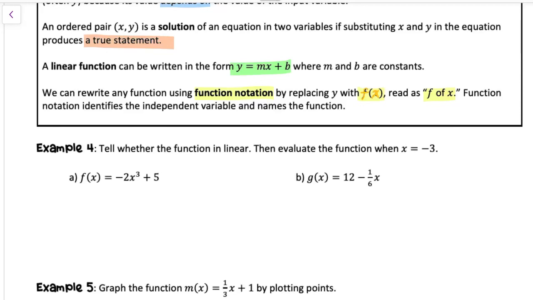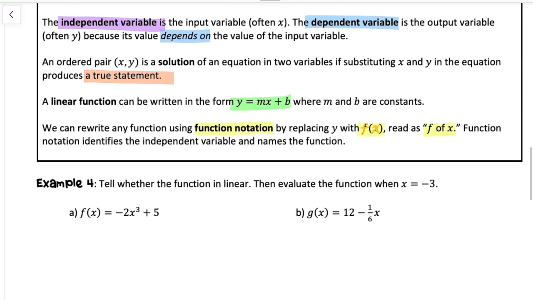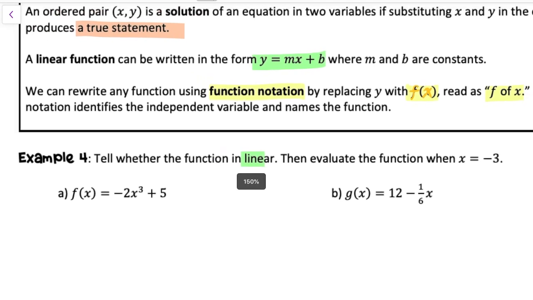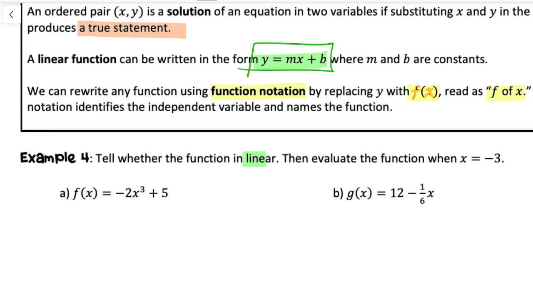So in example 4, tell whether the function is linear, then evaluate the function when x is negative 3. Well, linear, we see the word line as part of that. Our linear functions make a line, and there's no piece about them where you've got anything other than y equals mx plus b. So if you can write it y equals mx to the first plus a constant, then you have a linear function.